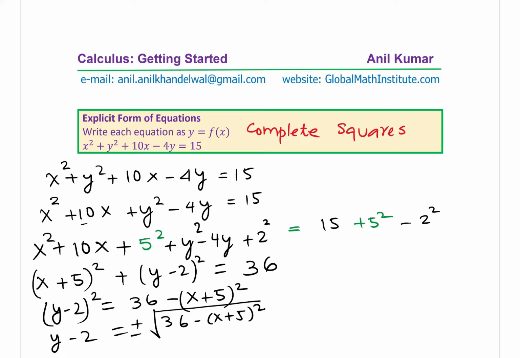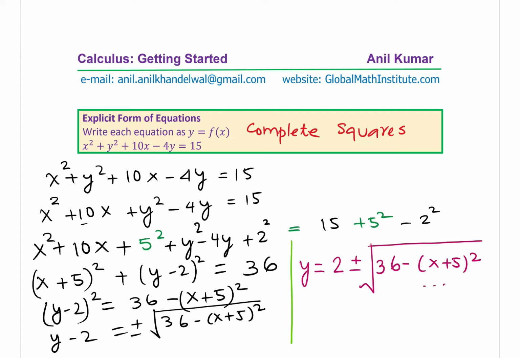So now we get close to the explicit form. We can now write down the answer here as y is equal to 2 plus and minus square root of 36 minus x plus 5 whole square. Well, you can simplify further by expanding this and then writing down a simplified form within the square root function. Perfect. But anyway, you kind of understand that this is how you could write explicit form of the equation of a circle. Perfect.